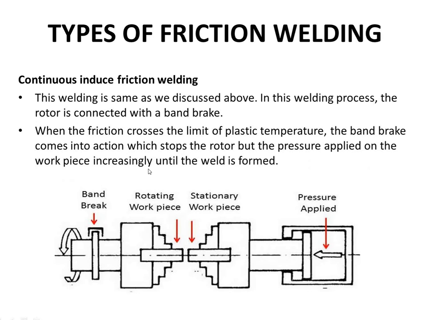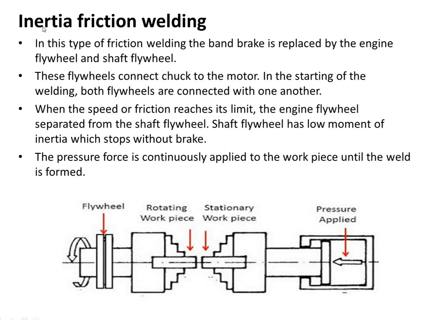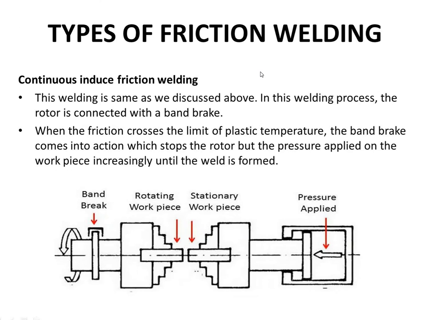There are two types of friction welding. One is continuous drive friction welding and the other is inertia friction welding. What is continuous drive friction welding? This welding is the same as we discussed. In this welding process, the rotor is connected with a band brake, and the friction crosses the limit of plastic temperature.